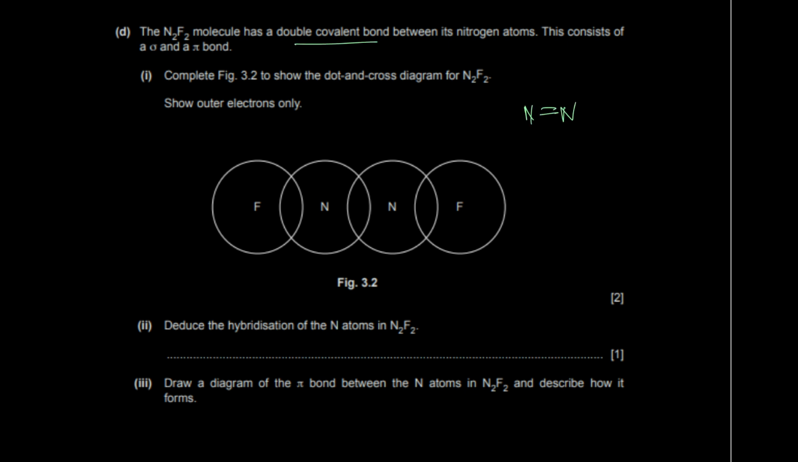So it's like N double bonded to N. And it's bonded to F and single bonded to F. How do I know single bonded to F? Because F is in group 7. It can only make a single bond, right? So this is how it would look, probably right here.